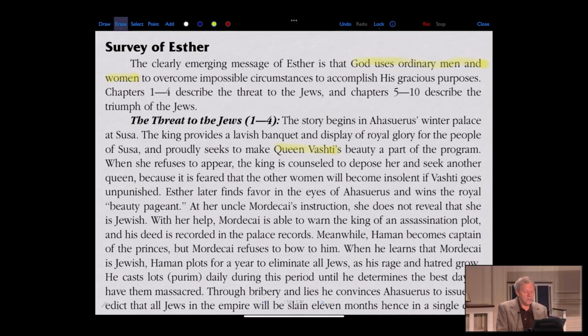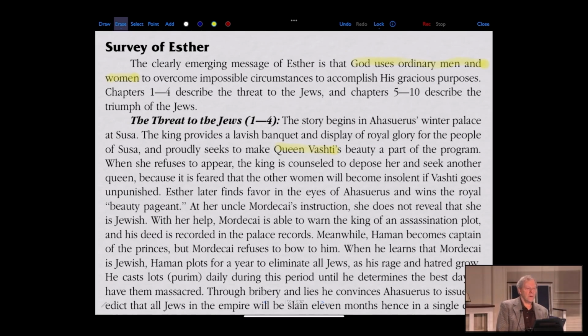Continuing, though, she refuses to appear. The king's council moves to depose her and to seek another queen. So Esther later finds favor in the sight of Ahasuerus and wins the royal beauty pageant. At her uncle Mordecai's instruction, she doesn't reveal that she's Jewish. And there's a lot of wisdom behind that.